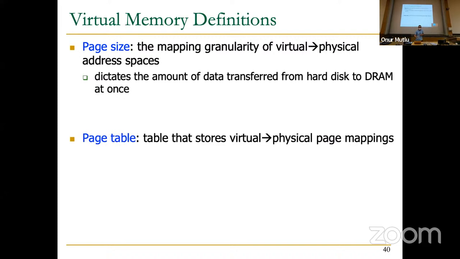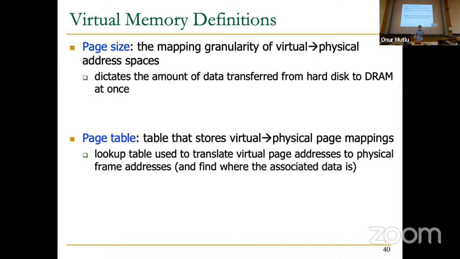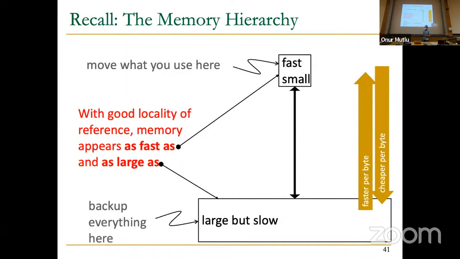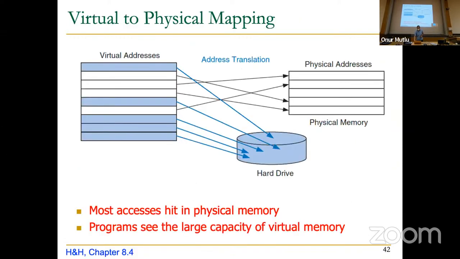Okay, the page table is the table that stores virtual to physical page mappings. And I think we've already discussed this. And address translation is the process of determining the physical address from the virtual address. Okay, now we're going to look at some examples of this. Let's take a look at the analogy again. In the memory hierarchy, we want the speed of the small memory at the capacity of the large memory. So we build a cache hierarchy. And if you look at this picture, with virtual to physical mapping, we want the speed of this physical memory, because it's faster, while getting the capacity of the virtual memory, including the hard drive, of course. So it's a very similar thing that we're doing.